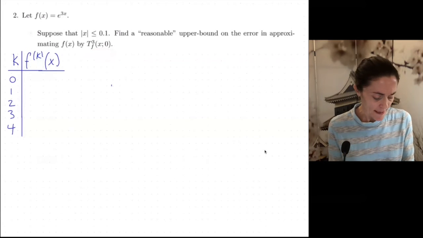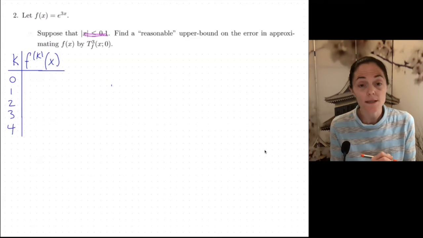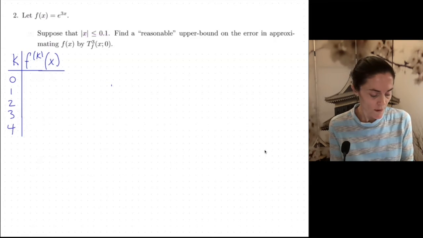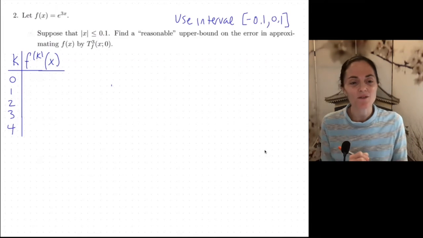Well, before I get started, this part is telling me my interval. It's saying that we use the interval closed minus 0.1 to 0.1. We are within 0.1 of 0.